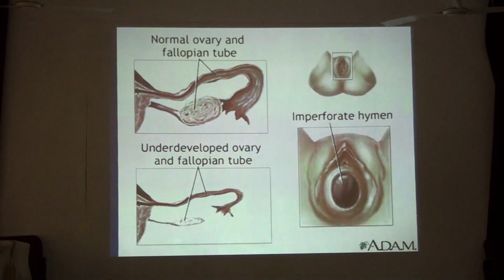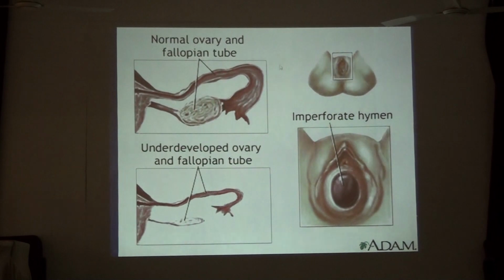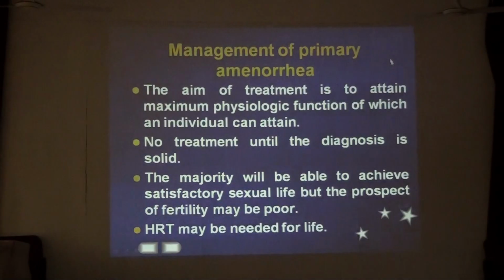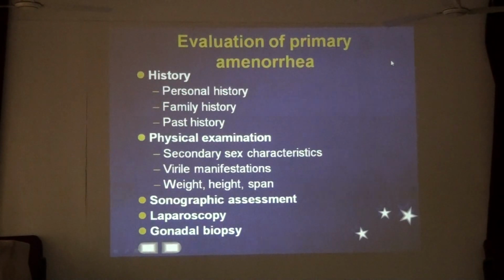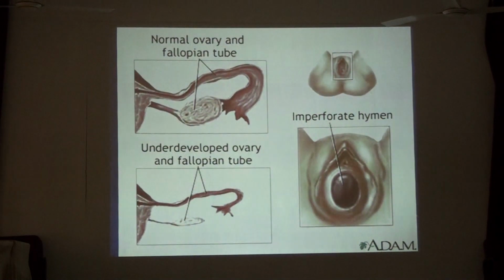Now, this upper picture is the normal cut section, and here it is for Turner syndrome. And this is the picture of the introitus, and this is the picture of imperforate hymen showing the hematocolpos.